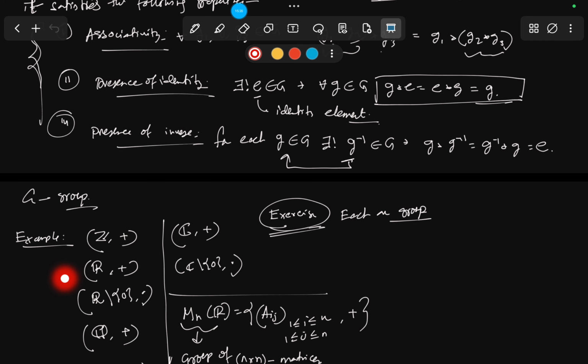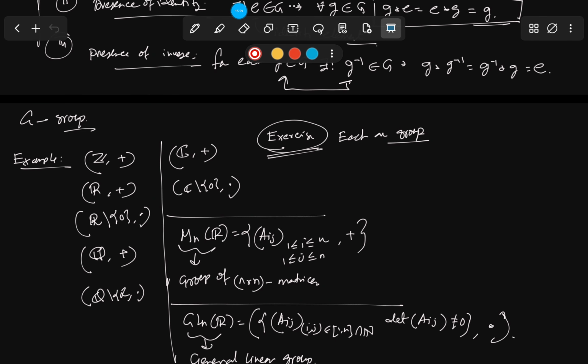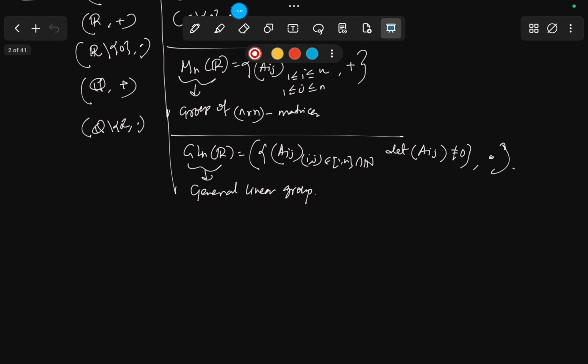The same situation will be followed for (R, +), (Q, +) and in fact (C, +) as well. And if you are very familiar with working with matrices with respect to matrix addition and matrix multiplication, then these two are also not very difficult to show. Okay.